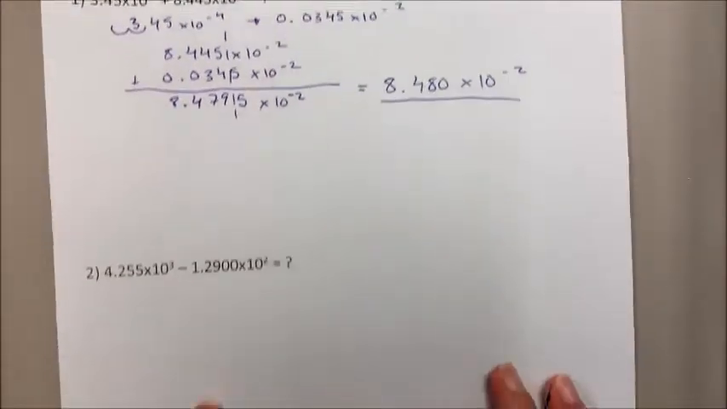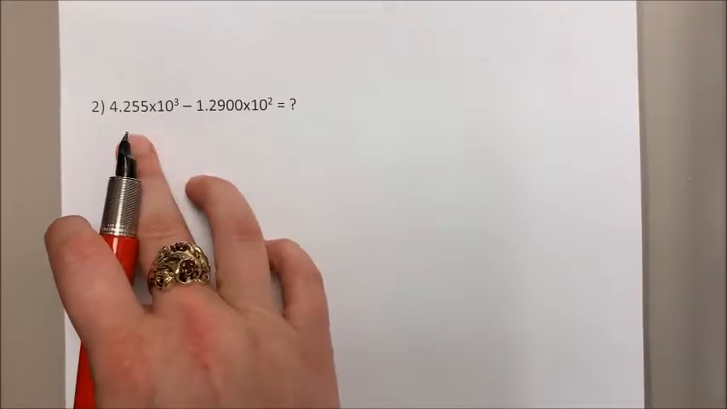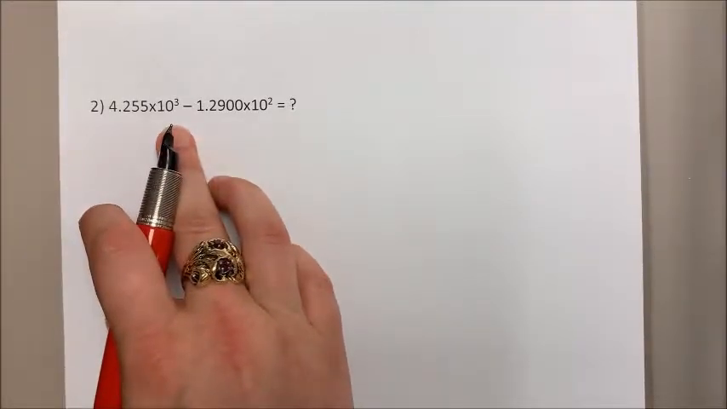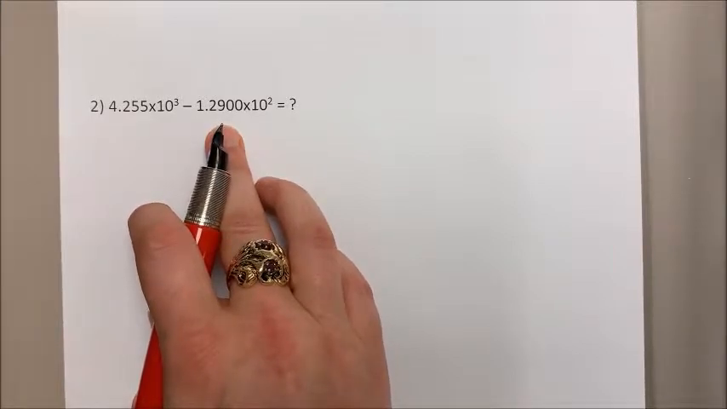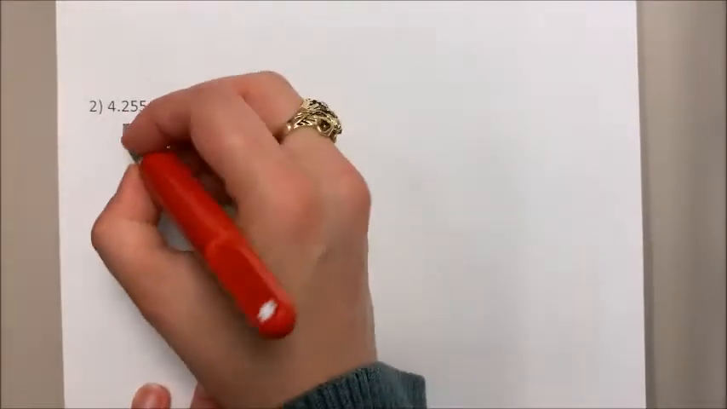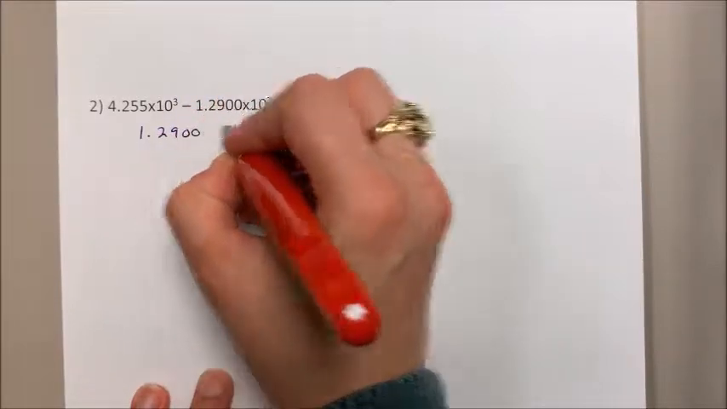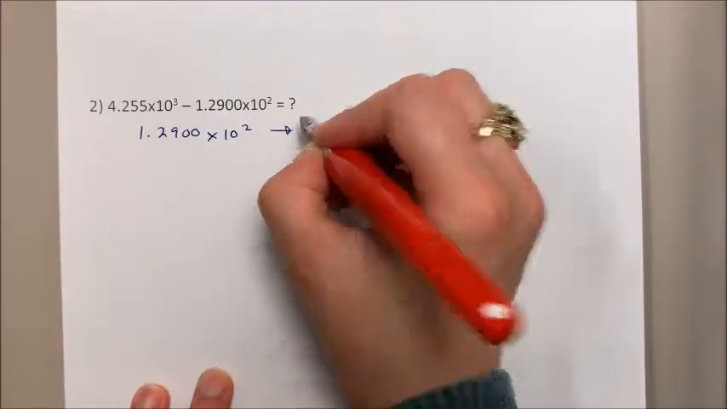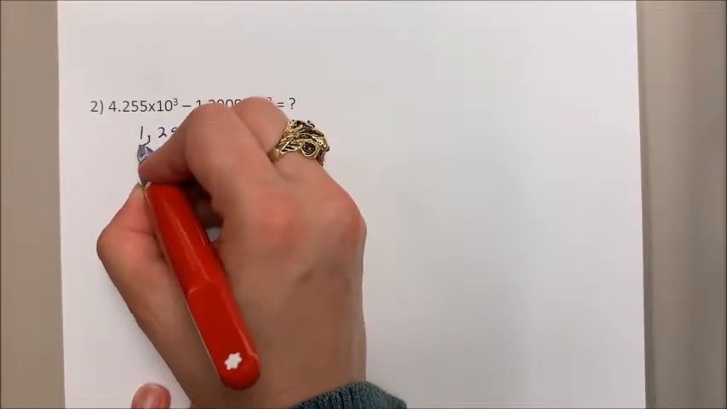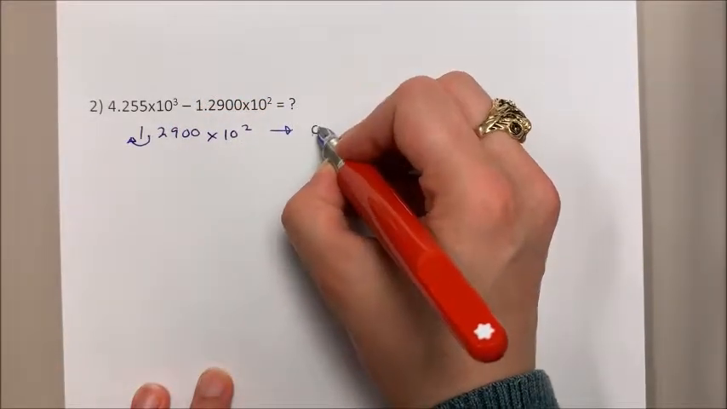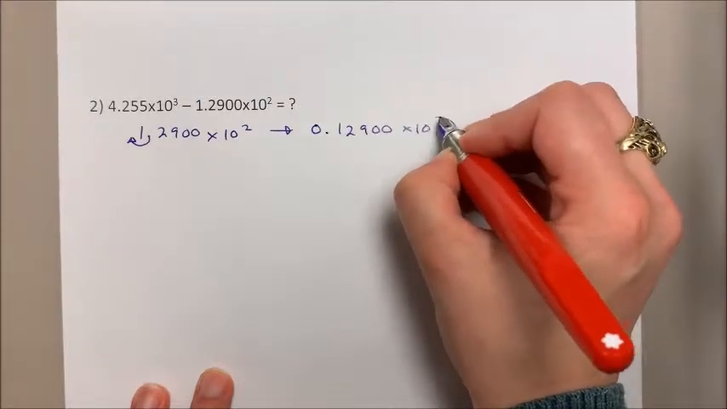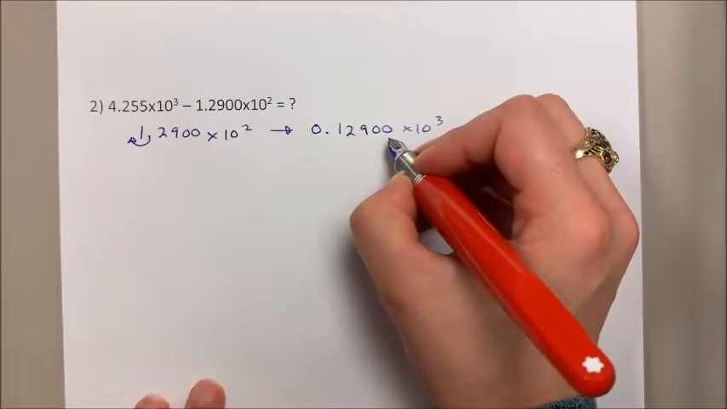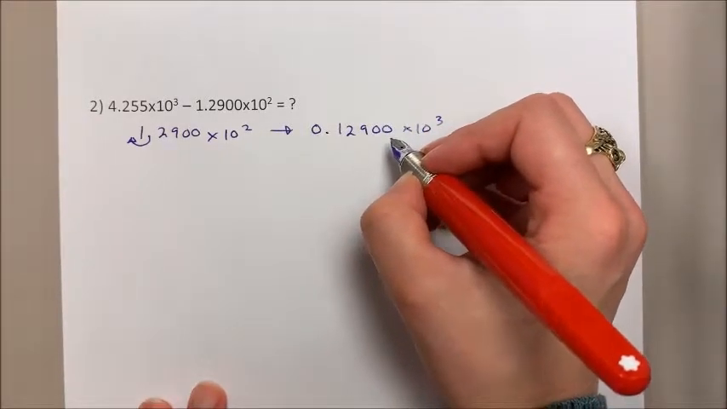Let's take a look at a subtraction example. 4.255 times 10 to the 3rd minus 1.2900 times 10 to the 2nd. Now remember, we're going to convert all of our numbers into the largest power of 10. 1.2900 times 10 to the 2nd. We need to move that decimal place to the left 1 spot, giving us 0.12900 times 10 to the 3rd. We are not going to drop those 2 zeros. They're significant. We need to keep them.